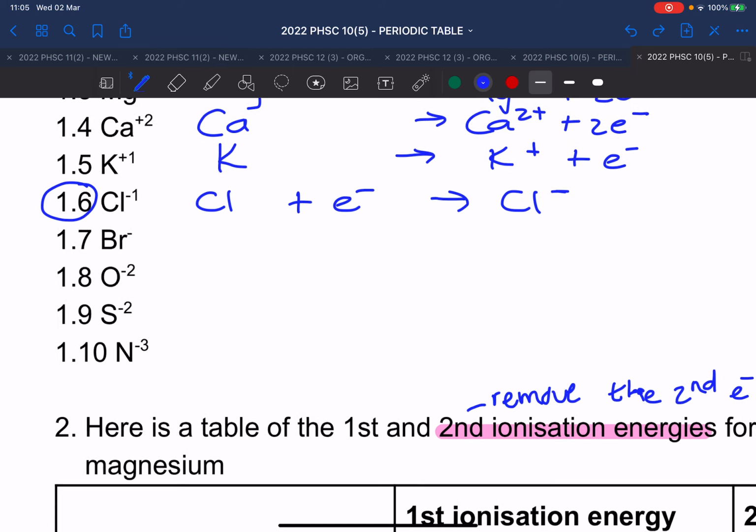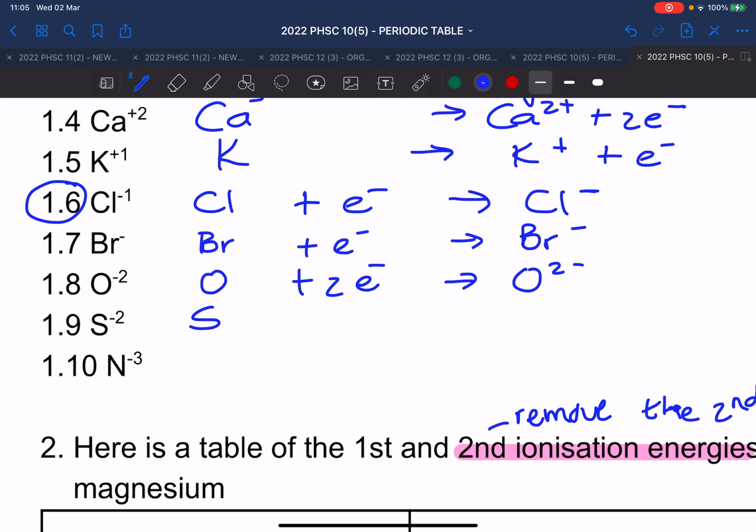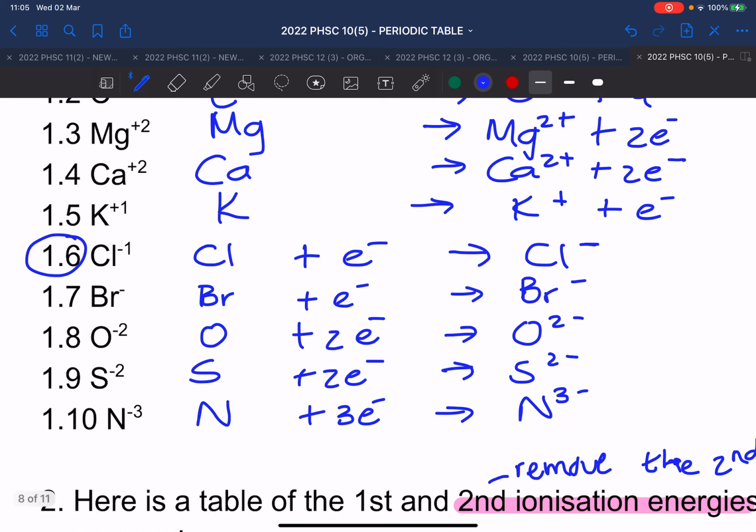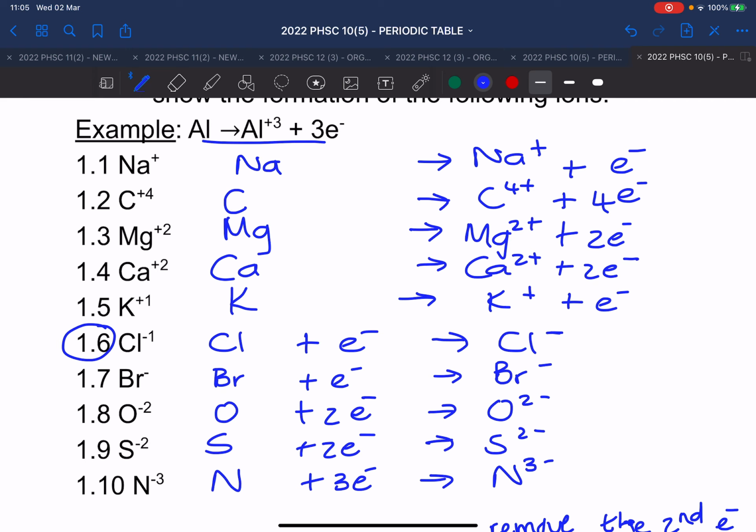If we go to the anions, the negative ions, we must go from bromine to the bromide ion. How do you do that? You gain an electron. If you go from oxygen to oxygen 2 minus, you gain 2 electrons. From sulfur to sulfide ion, you gain 2 electrons. From nitrogen to nitride ion, you gain 3 electrons. Any questions there? Anything that I must explain?